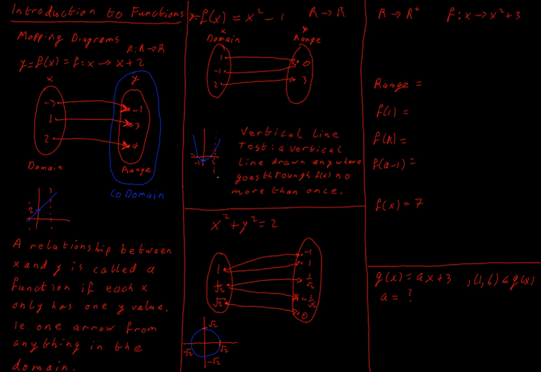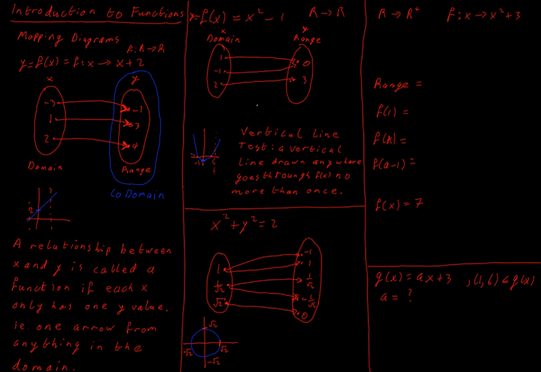Now, it can not go through the function, because a function doesn't need to be defined everywhere. Log functions, for instance, are not defined for negative values of x, but it must go through at most once. It cannot cross the function multiple times, and we'll see that in just a second.